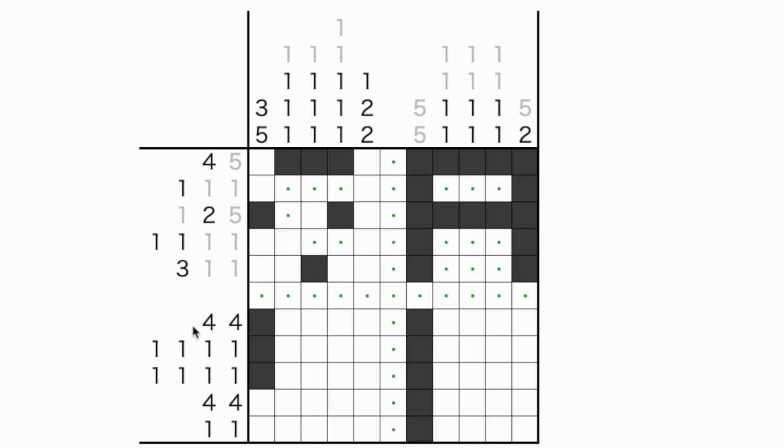Working our way down, we've got a 4, 4. And we know the leftmost cell in both cases, so that is great. These are going to be fully defined in both cases.